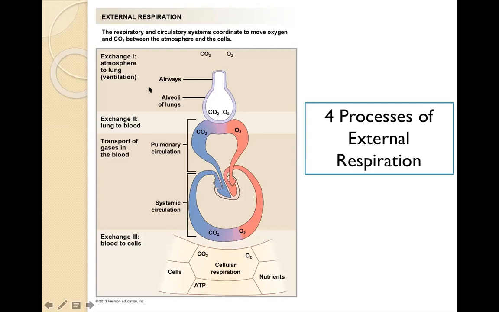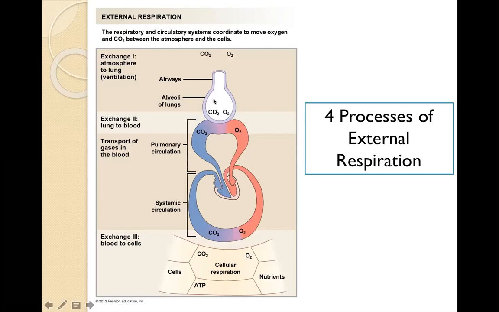The next exchange is a diffusion exchange that's happening between the lungs and the blood. So this is between the small airways within the lungs, the alveoli, and the capillaries that surround the alveoli. And so in this exchange, you're going to have oxygen moving into the blood, and you're going to have carbon dioxide moving out of the blood.